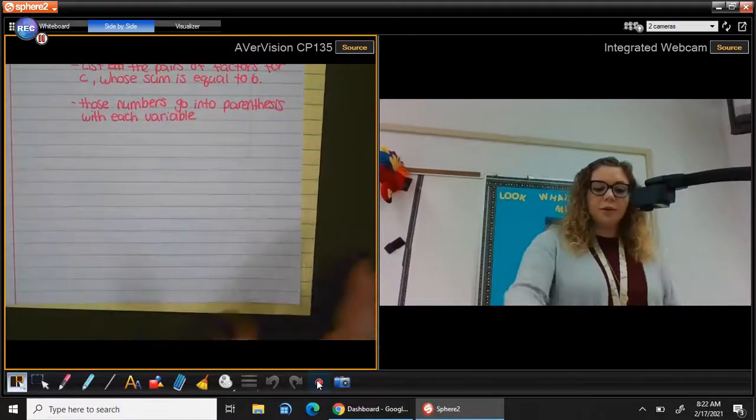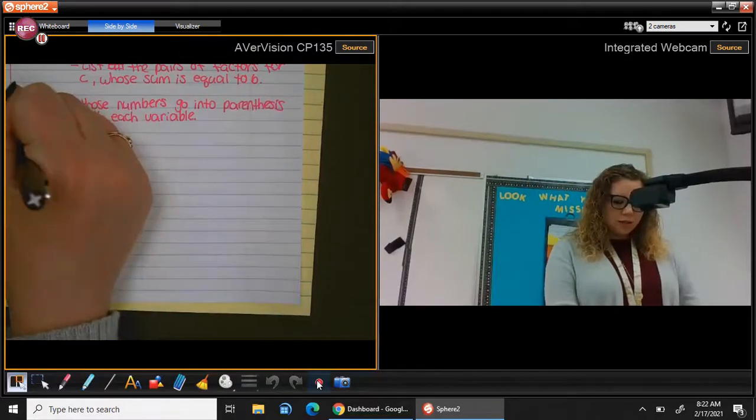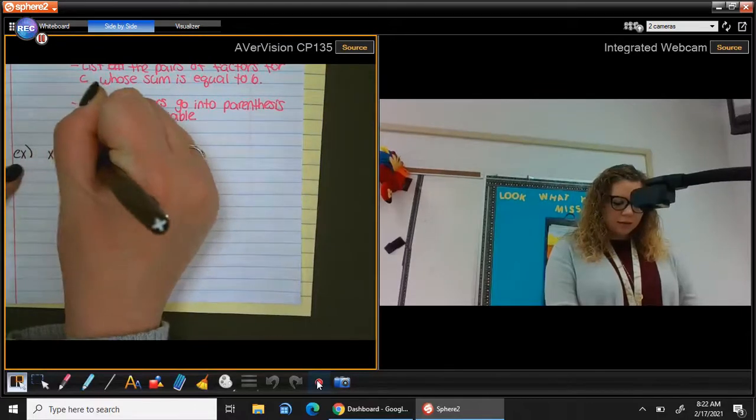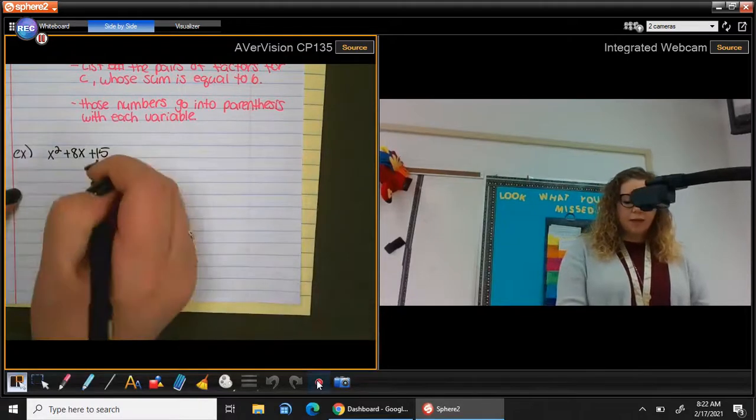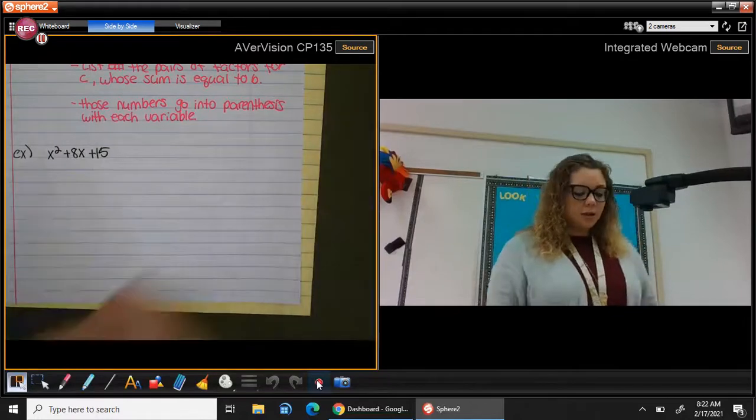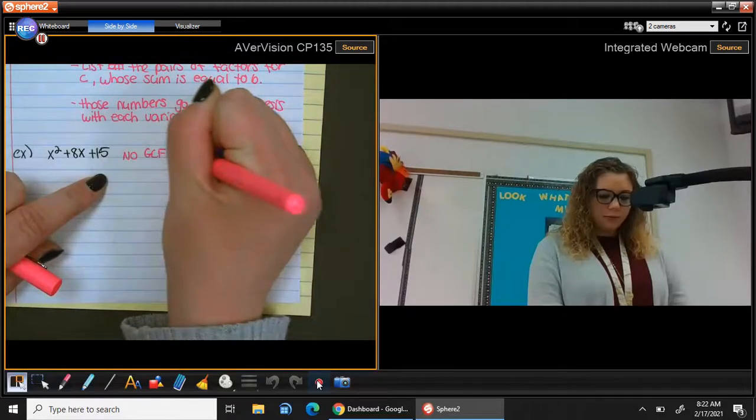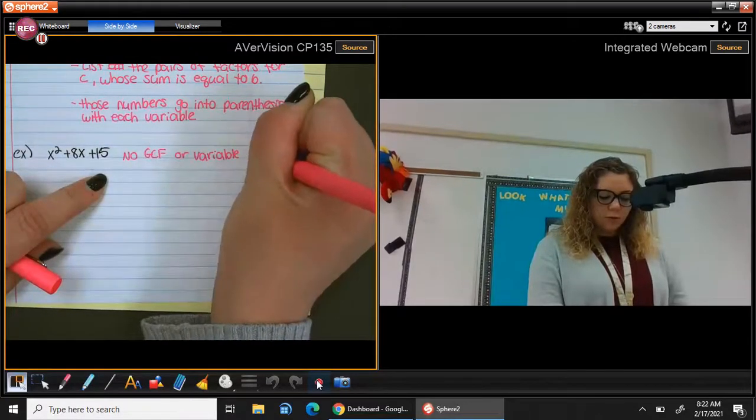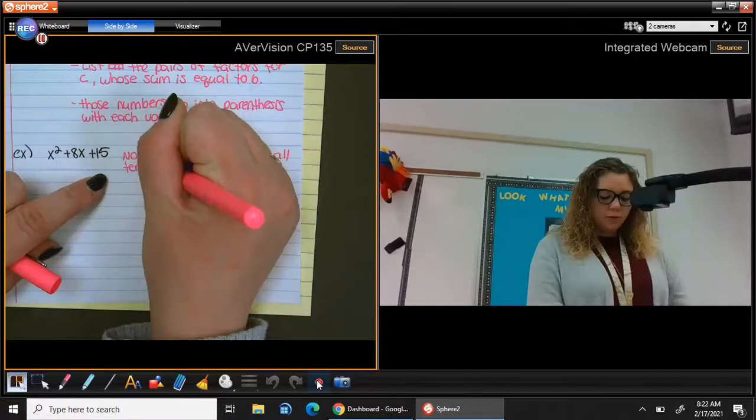I hope you have all that copied down. So let's move on and do this example: x squared plus 8x plus 15. Do I have a GCF or a variable? I do not. So I have no GCF or variable for our terms, so we'll move to step 2.